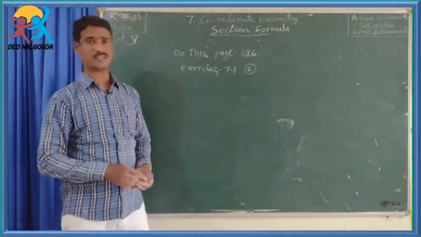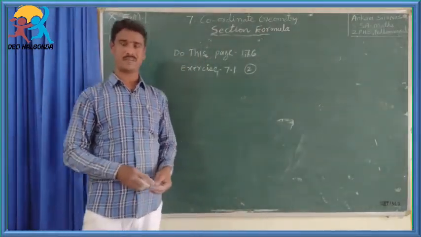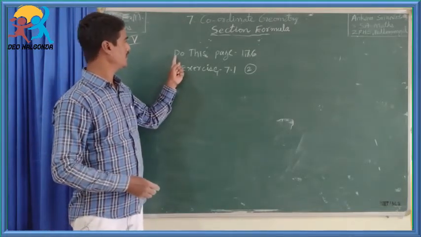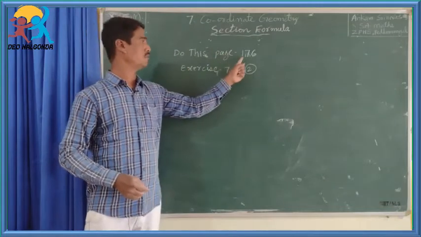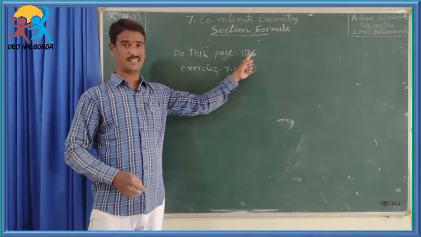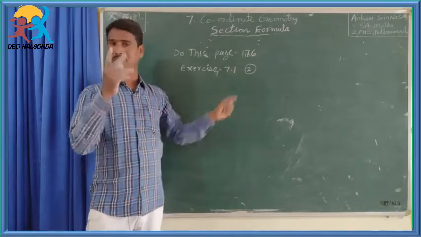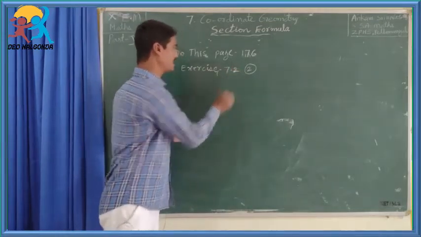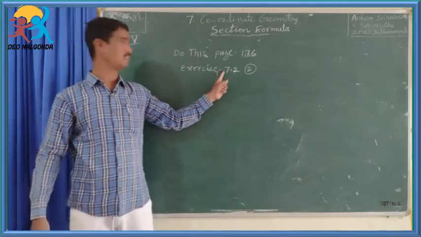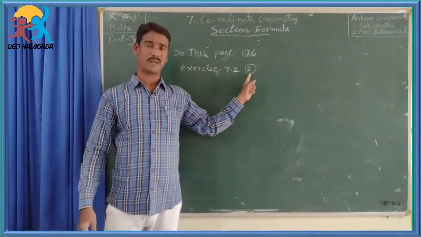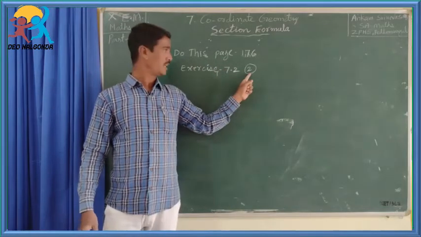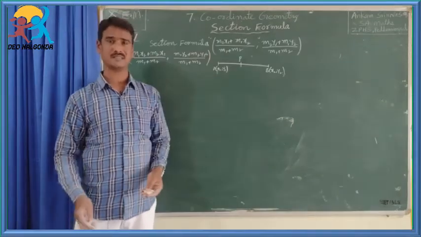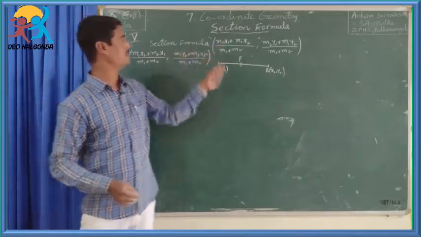Dear children, using the same concept, complete the Do This on page number 176. At the bottom of the page, we have 2 problems, and in exercise 7.2, we have the second problem. Practice yourself, complete these 3 problems in your textbook. Another section problem.